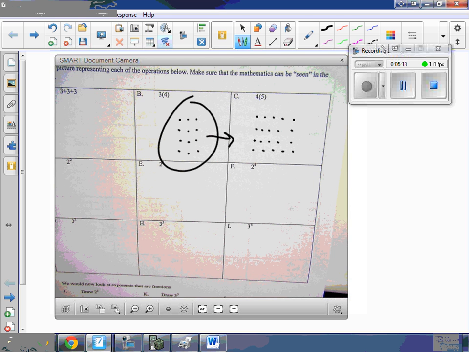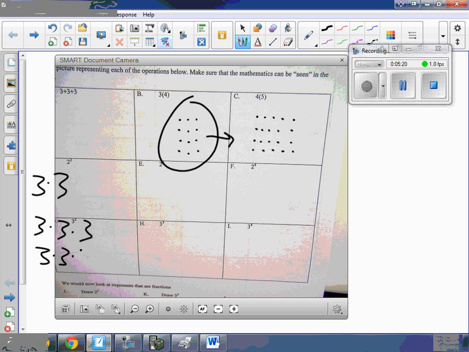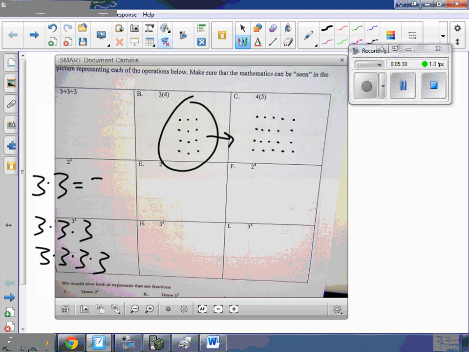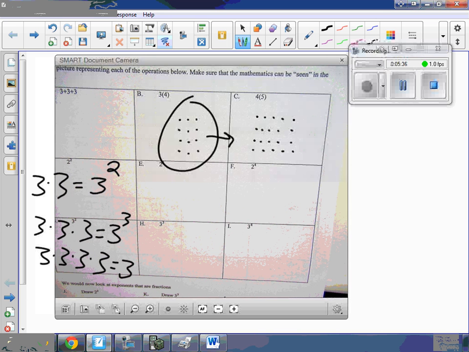So we can combine addition and turn it into multiplication. How do we combine multiplication? Let's say we had 3 times 3, or 3 times 3 times 3, or 3 times 3 times 3 times 3. How do we combine multiplication? Exponents. So the first one would be 3 squared. Second one would be 3 to the third. The next one would be 3 to the fourth. So addition combines to be multiplication, and multiplication combines to be exponents.